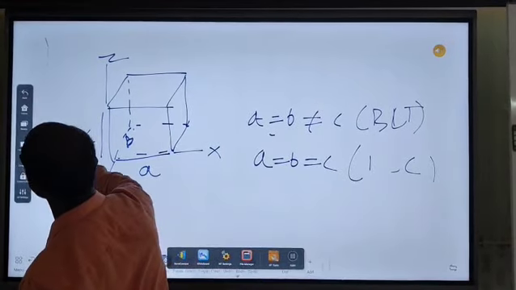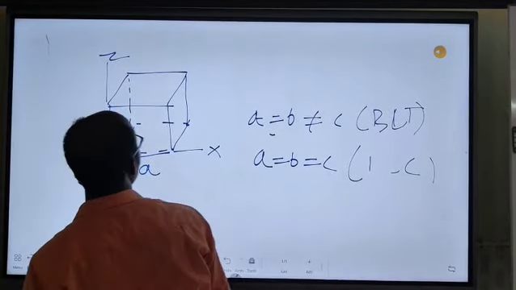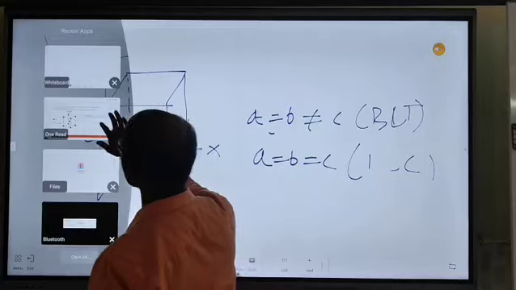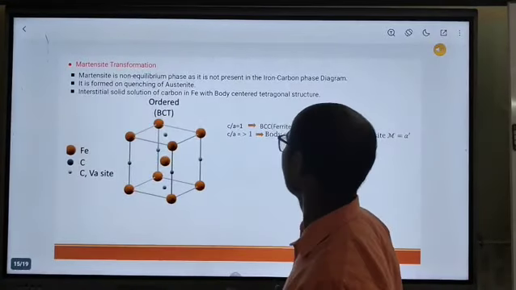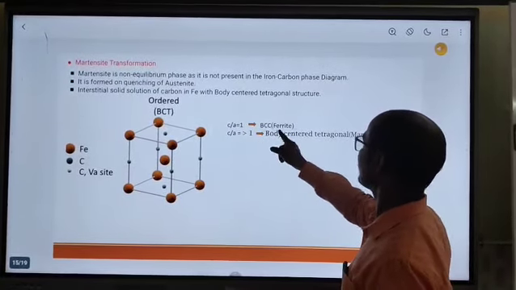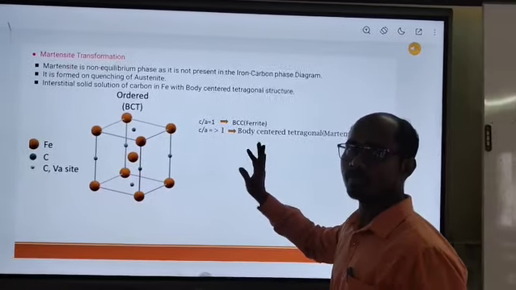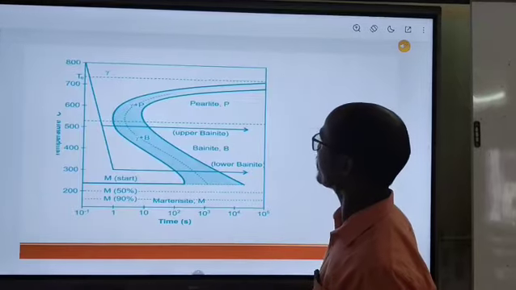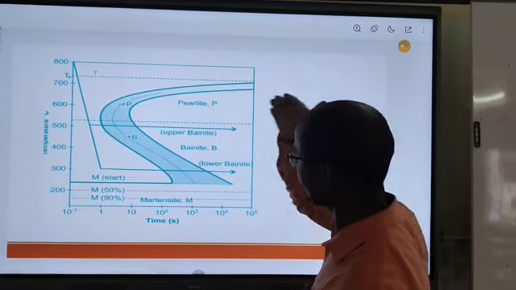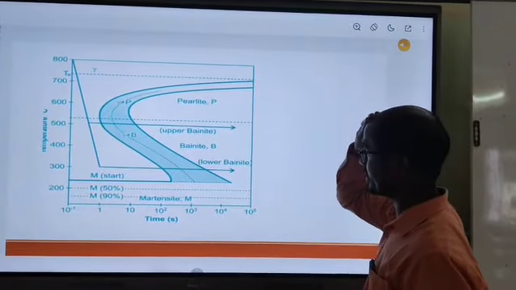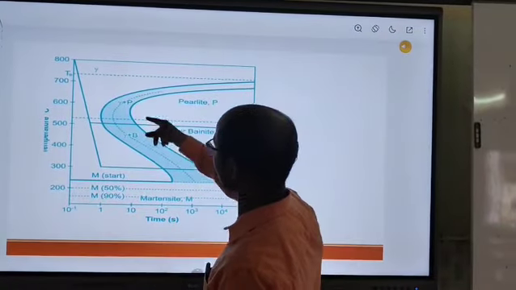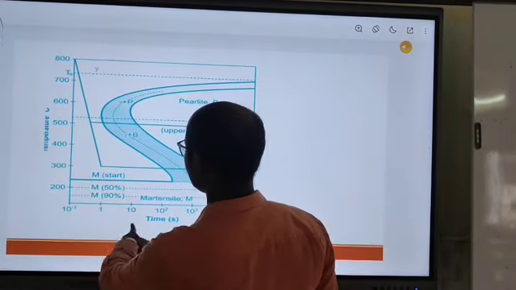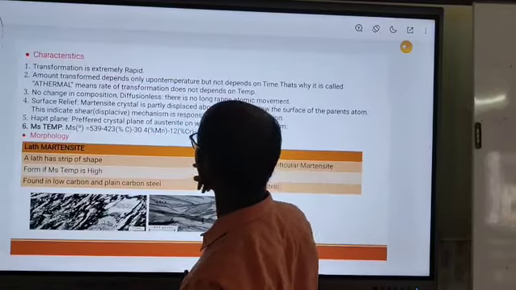Let's go to the presentation. When C by A is 1, that is the BCC structure. Let's go to the next. This is the TTT curve actually.